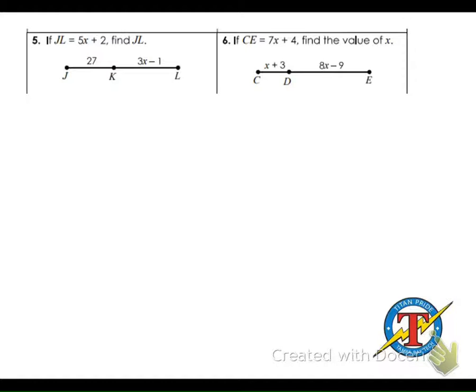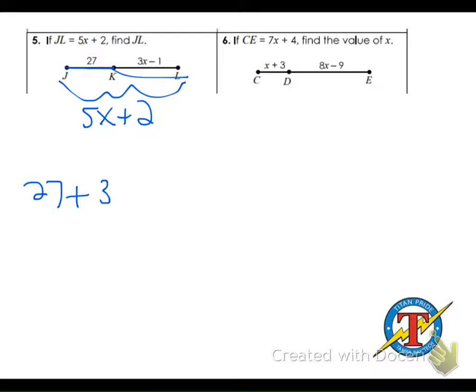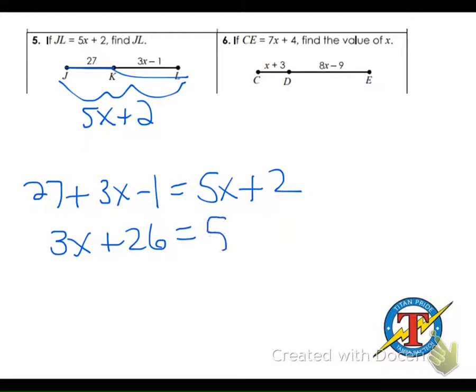Okay, JL is the whole thing, and JL is 5x plus 2. So JK, plus KL, 3x minus 1, has to equal the total, 5x plus 2. Combine like terms on the left. The 27 and negative 1 is 26. Subtract the 3x on both sides.